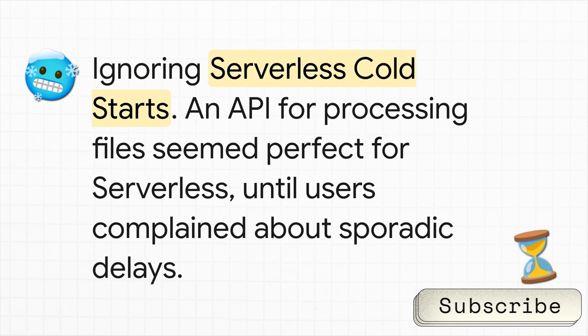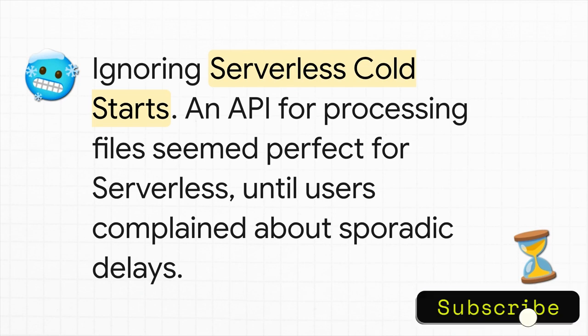Okay, on to mistake number 2. And this one comes from the complete opposite end of the spectrum. This time, the team had a project to build an API that processed files as they were uploaded. And on paper, serverless looked like a slam dunk. I mean, it scales automatically, it handles bursts of traffic. What could possibly go wrong, right?